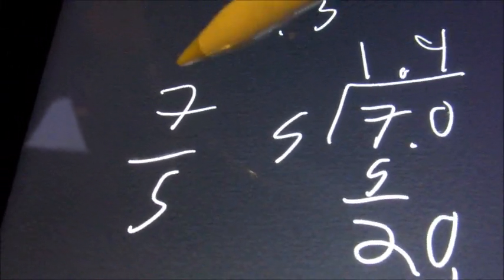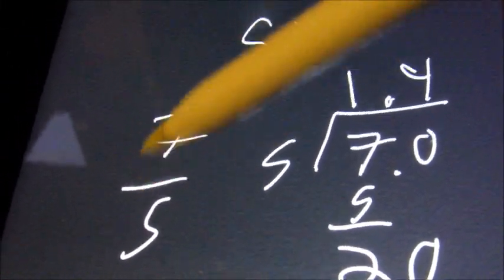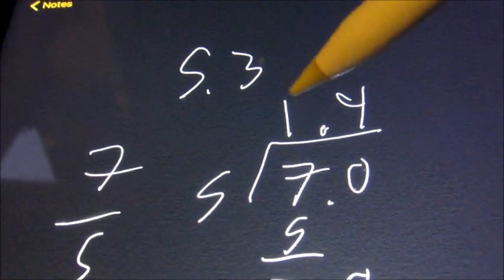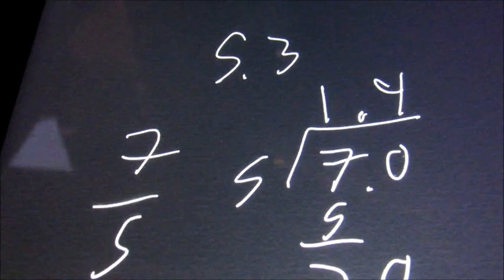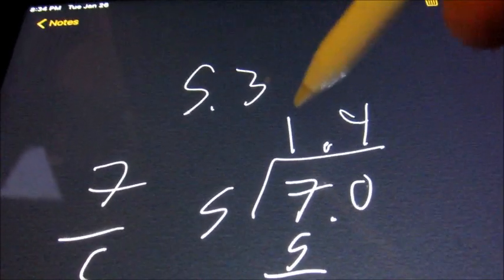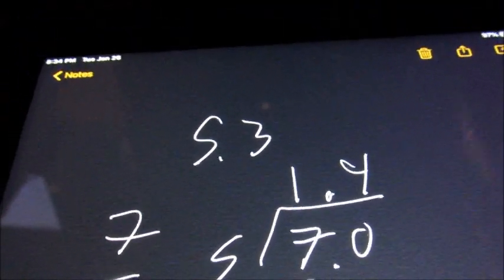Notice that the numerator was bigger than the denominator, and the answer had a number before the decimal. That will be the case. When the numerator is smaller, then you're going to have 0 point something or just point something. So I'll do another one like this.